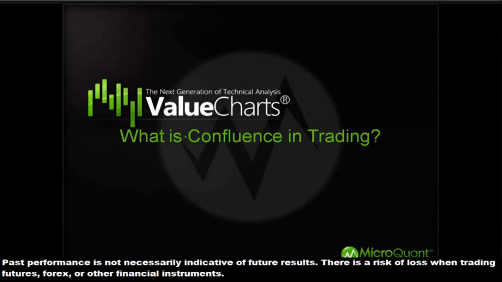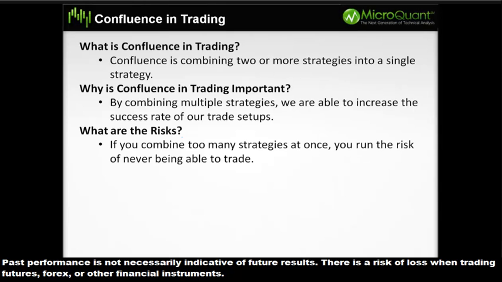So now to go ahead and kick things off, what exactly is Confluence in trading? Confluence in trading is combining two or more strategies into a single strategy. The word confluence comes from when two rivers come together and form one river. So basically, same concept: taking two strategies, bringing them together, making one strategy that combines both of them, taking pieces and parts from both.